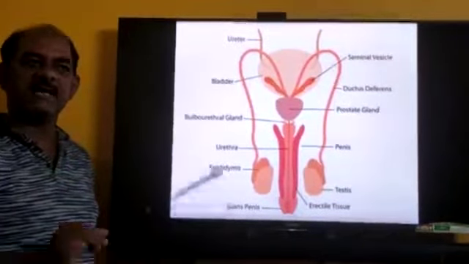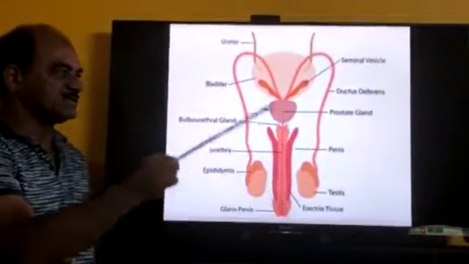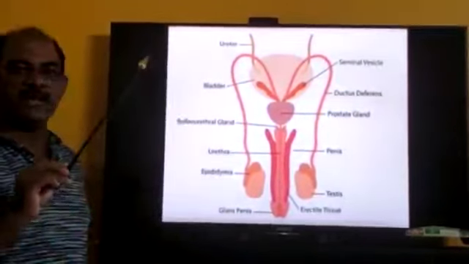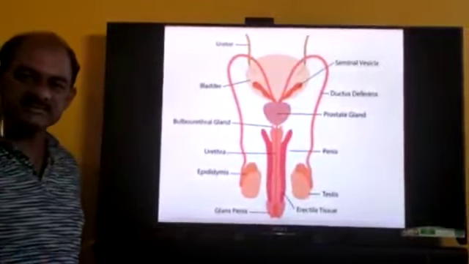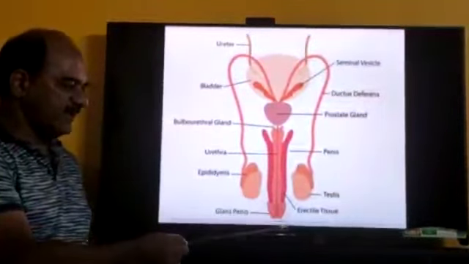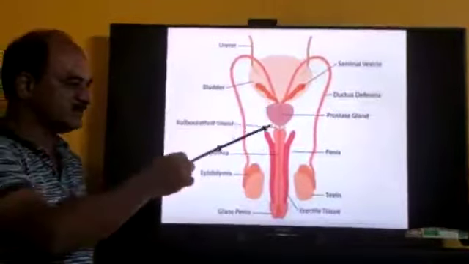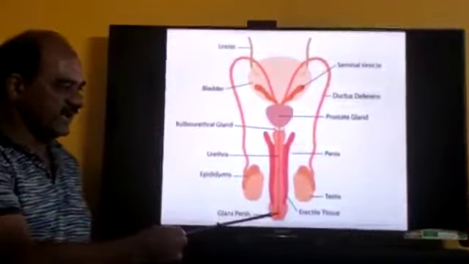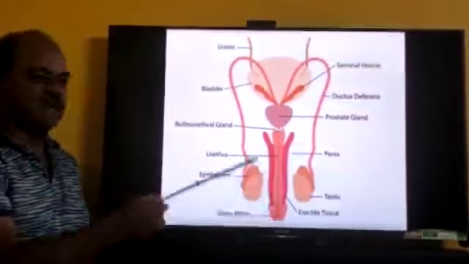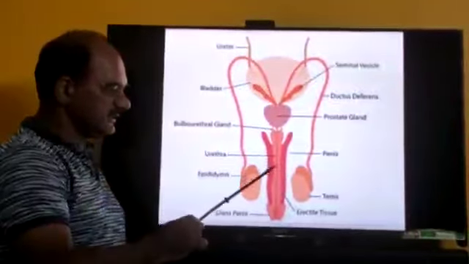This urethra is a common duct of the excretory system as well as the reproductive system, so it is also called the urogenital system. Through this urethra, at the time of urination, it passes urine. At the time of ejaculation, it passes semen. This urethra is present inside the penis and runs through it. So in this way, that is the duct system.